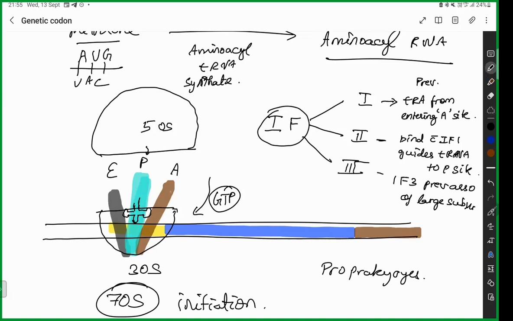What is that initiation factor? You have an initiation factor. This is your initiation factor. This initiation factor is nothing but initiation factor 1. Do you remember now? Is it clear? First, you have an initiation factor 1. This initiation factor 1 binds with the A site.